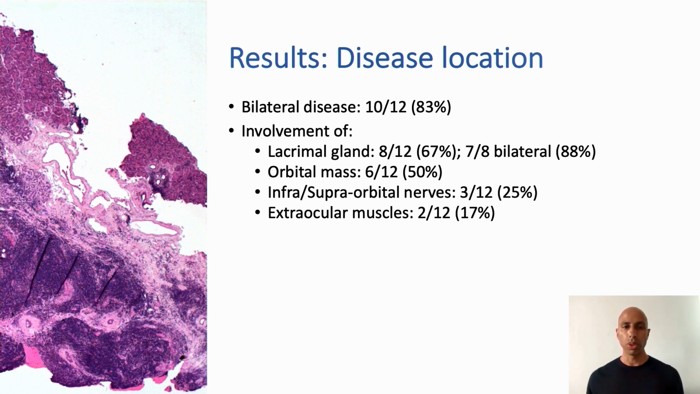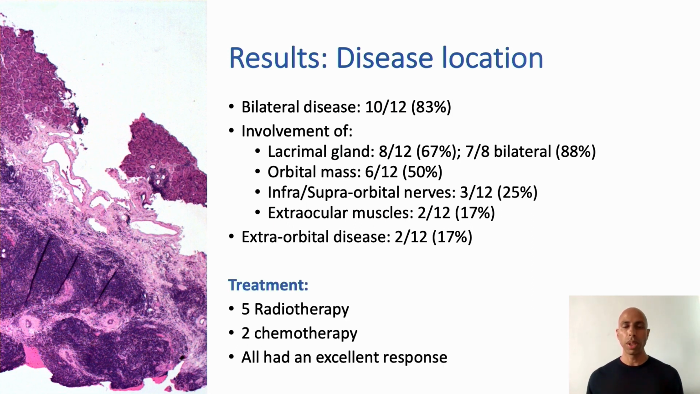6 patients had an orbital mass, 3 patients had involvement of the infra or supraorbital nerves, and 2 patients had involvement of the extraocular muscles. 2 patients had extraorbital disease. And of those patients we had data for treatment, 5 had radiotherapy and 2 had chemotherapy, and all had an excellent response.